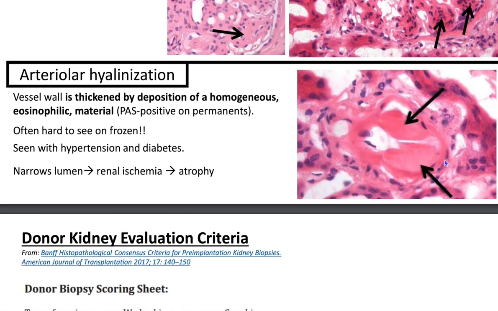Arteriolar hyalinization. The vessel wall is thickened by a deposition of homogeneous eosinophilic material that's PAS positive on permanents. It is often hard to see on frozens. It's seen with hypertension and diabetes, and it narrows the lumen, leading to renal ischemia, leading to atrophy.